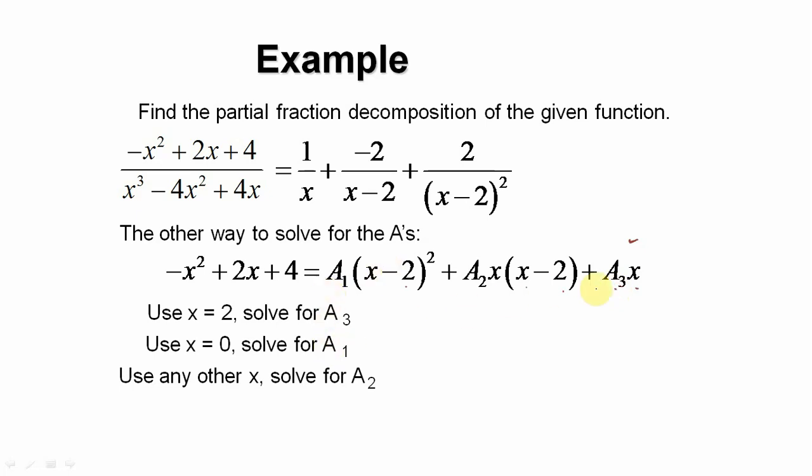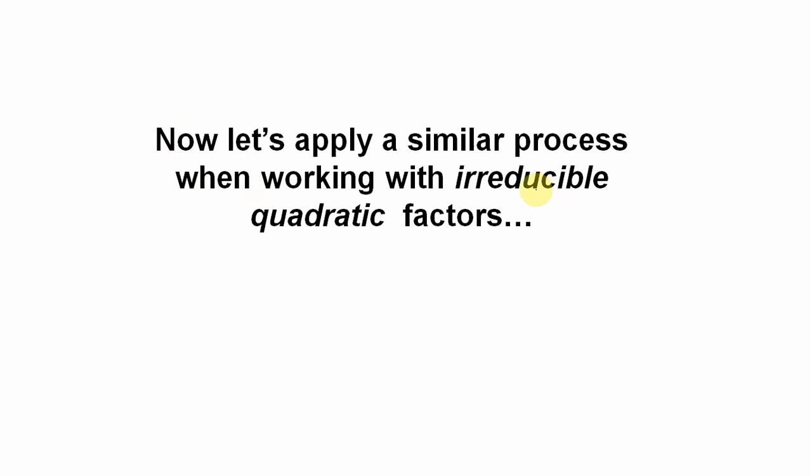When I put x is equal to 0, this term becomes 0, this term also becomes 0, and you are only left with a1. Now you have solved for a1 and a3. Now you can use any other value of x and you can solve for a2. So do that, you will get these values and put them over here, you will get the partial fraction. Now let's apply a similar process while working with irreducible quadratic factors, slightly more typical denominators.